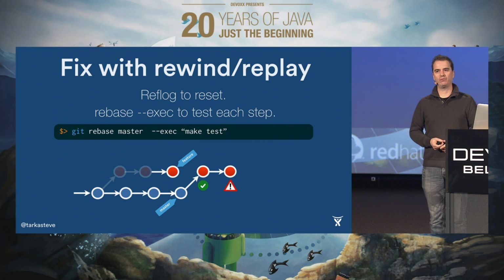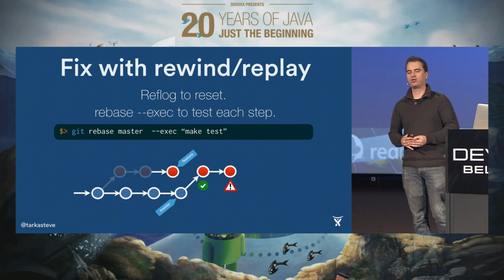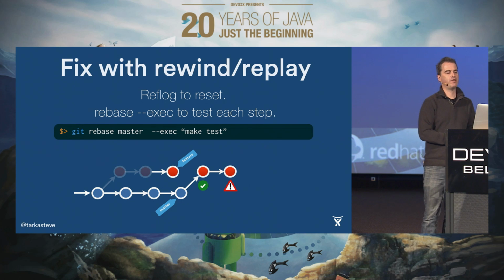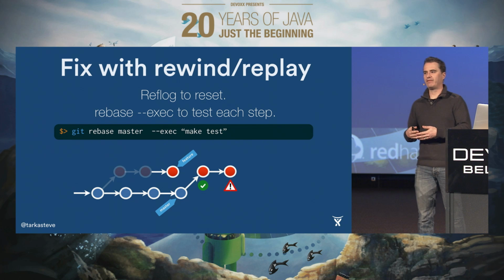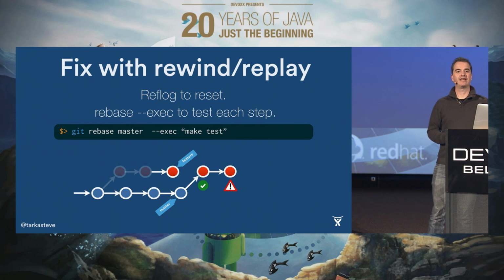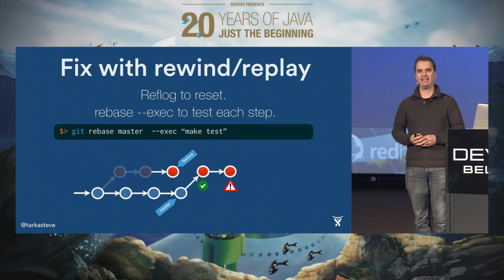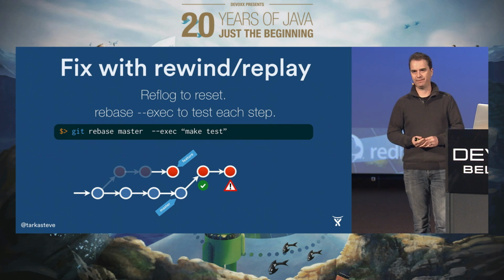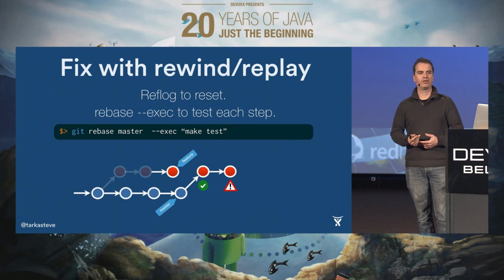What rebase exec does is at each point where it replays the history, it'll execute a command for you. If that command returns an error, it will stop. So this is really, really useful. If your rebase is broken, then all you do is run your test suite as part of the rebase after each step, and it will stop where it finds the tests are broken. So that will rapidly find the first step along the way that broke the build.